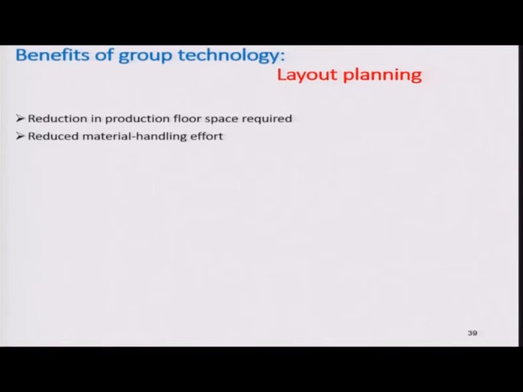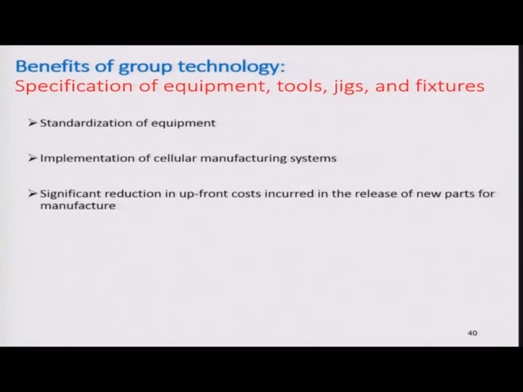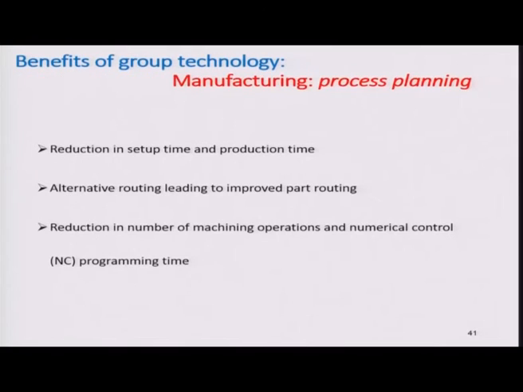Another is layout planning. You can plan your workshop in such a way that lead time is reduced and productivity is higher, with reduced material handling effort, because it requires space as well as manpower and time. Then specification of equipment, tools, jigs and fixtures: standardization of equipment, implementation of a cellular manufacturing system, and significant reduction in upfront cost incurred in the release of new parts for manufacturing.